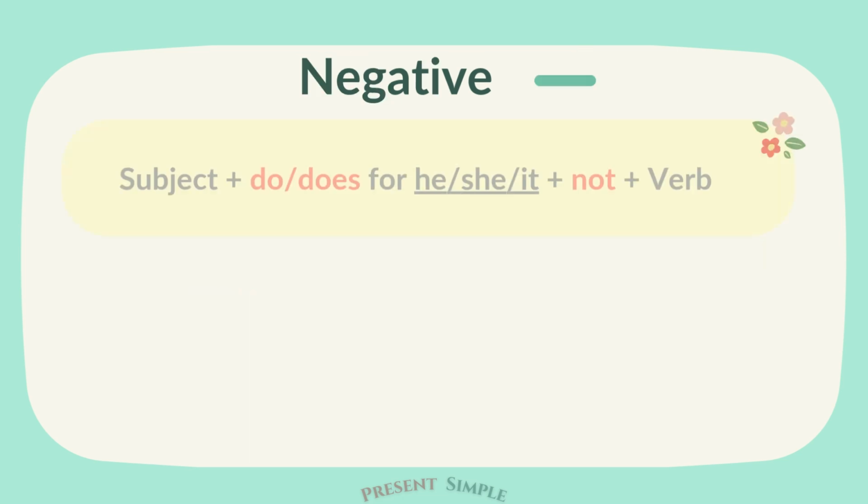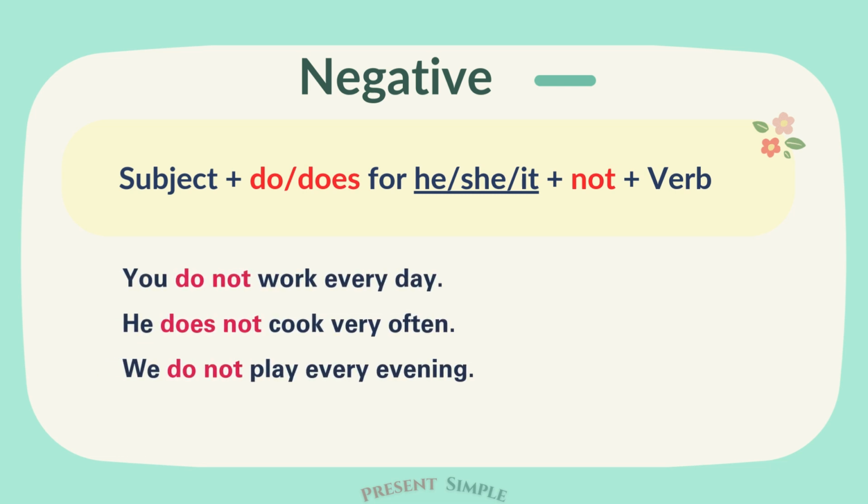And now let's look at the structure of negative sentences. In order to make a negative sentence, we need to use a combination of do plus not, or does plus not in the third person singular, between the subject and the base verb. You do not work every day. He does not cook very often. We do not play every evening.